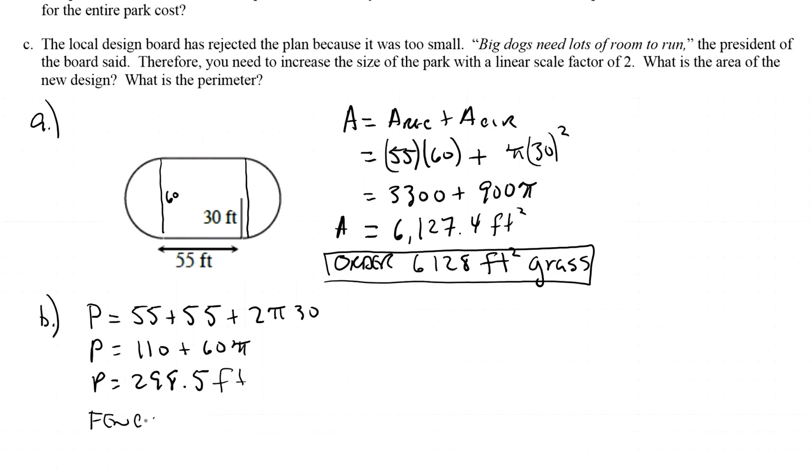Fencing is going to be 298.5 times $8, and so this ends up being $2,387.96.